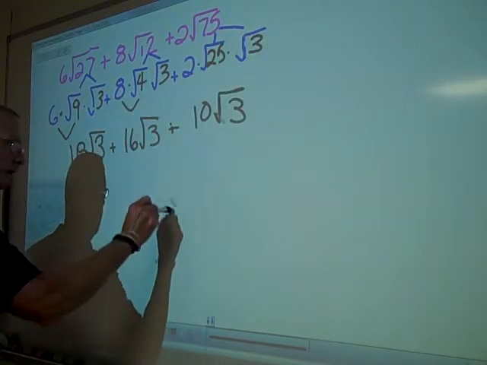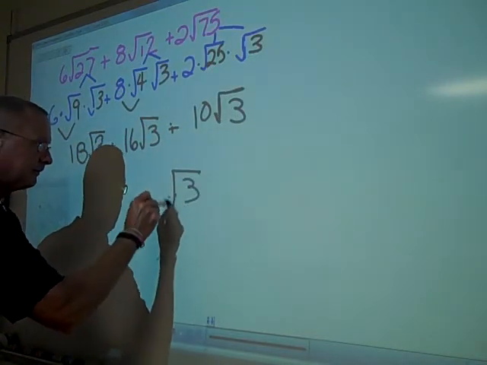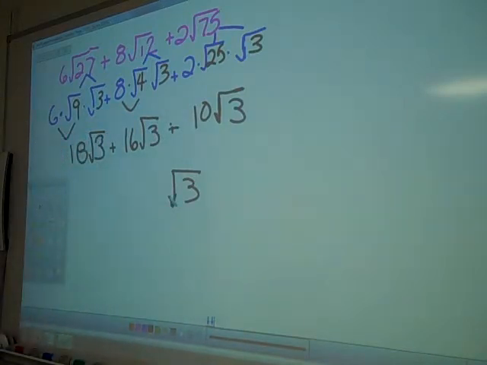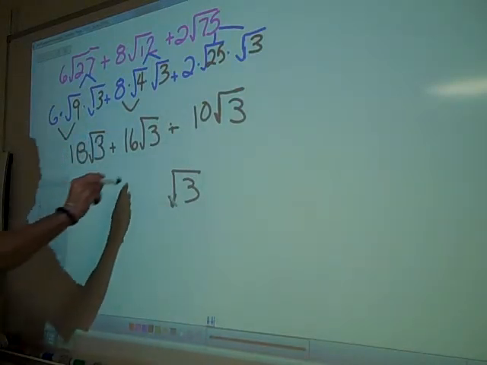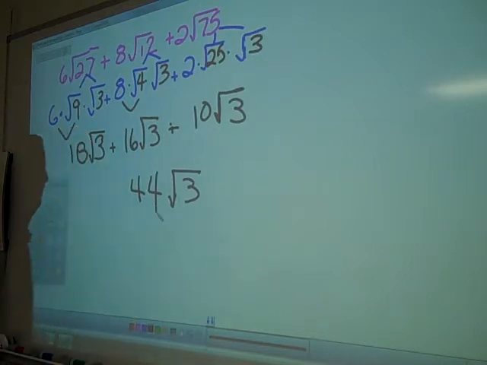How many total square roots of 3 do we have? 44. I thought you all said 24. Easy. I'm not going to lie to you and tell you it's hard, but it's easy. Okay, one more simple problem.